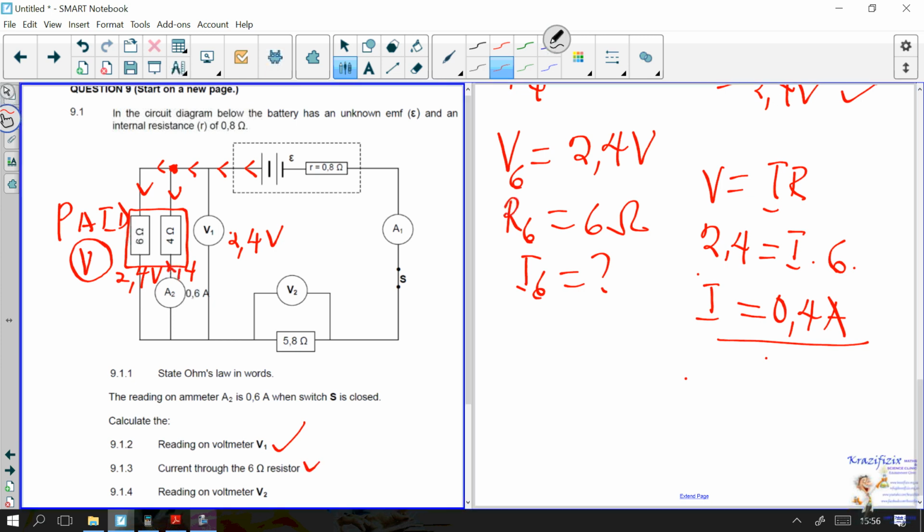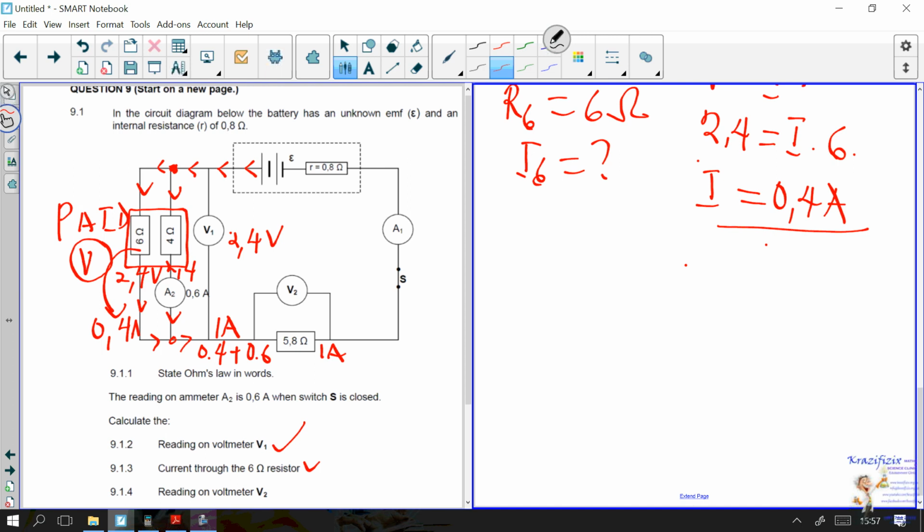Reading on V2. I want us to look at this. I hope this is not messed up now. The current on V4 is 0,6. The current on 6 is 0,4. Now, remember that current was split along the way. When it gets here, what happens? It combines and gives us 1 amp because it is now 0,4 plus 0,6. So the current here is 1 amp. Do you see what we have already there? We now have our formulas already done.